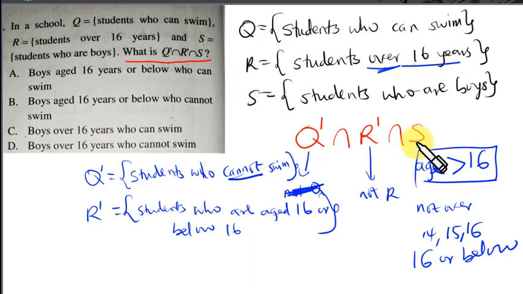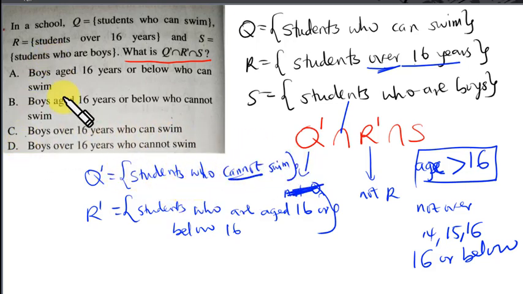Okay, there is no mention of S prime, so we will not find S prime. So what is the intersection of Q prime, R prime, or Q complement intersection R complement intersection S? Q complement, or Q prime, says students who cannot swim.